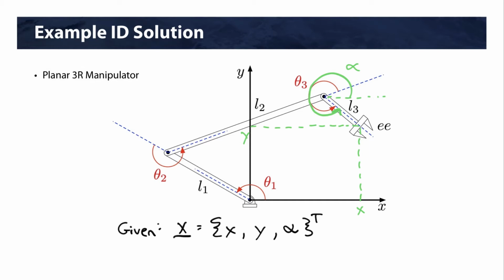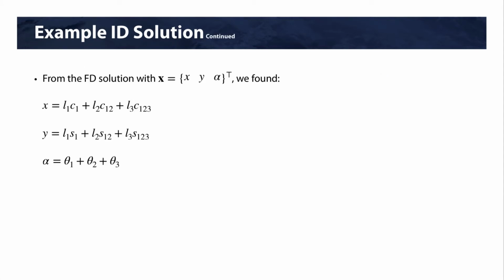And what we're trying to find are the joint angles that will give us that x, y, and alpha. So we need to find theta 1, theta 2, and theta 3. We previously did the forward displacement solution for this manipulator, and we showed that this is the solution for the x position, y position, and our angle, which was alpha.